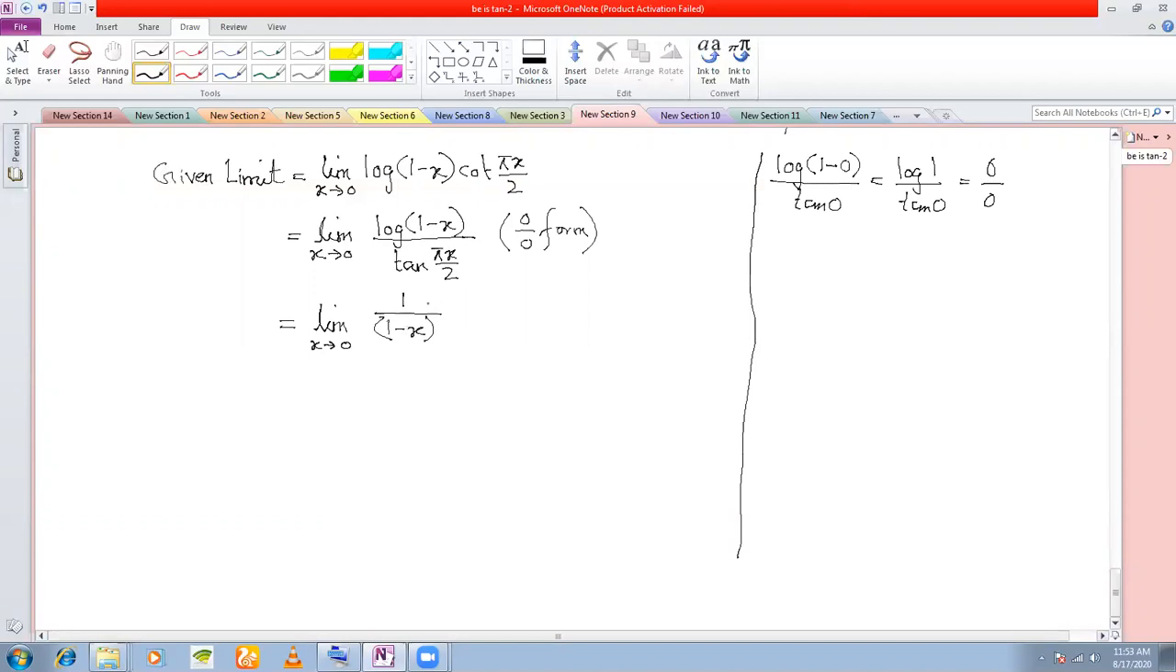One by 1 minus x. First you differentiate the log, and then you differentiate what is within the log. That is, d/dx of 1 minus x will give you simply a minus 1, divided by, now d/dx of tan pi x by 2 is sec square pi x by 2 into the d/dx of pi x by 2, which is simply pi by 2, right? Because you can take pi by 2 out, d/dx of x, which is pi by 2. Okay, by L'Hospital's rule.